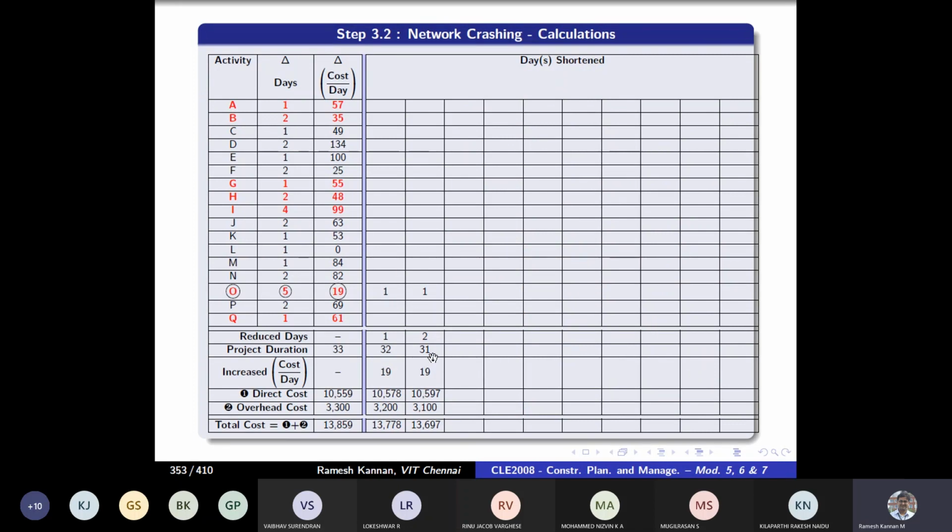Then this will become 2 days, which means that 33 minus 2 will become 31, and the same cost loop occurs here. Then we'll add 10,578 plus 19, which will become 10,597, and in this case the duration is 31, which means 31 into 100 will become 3,100, and when you add both it is 13,697.